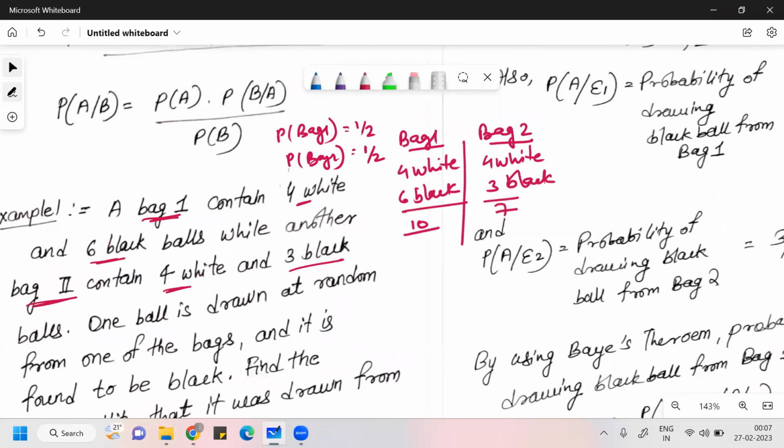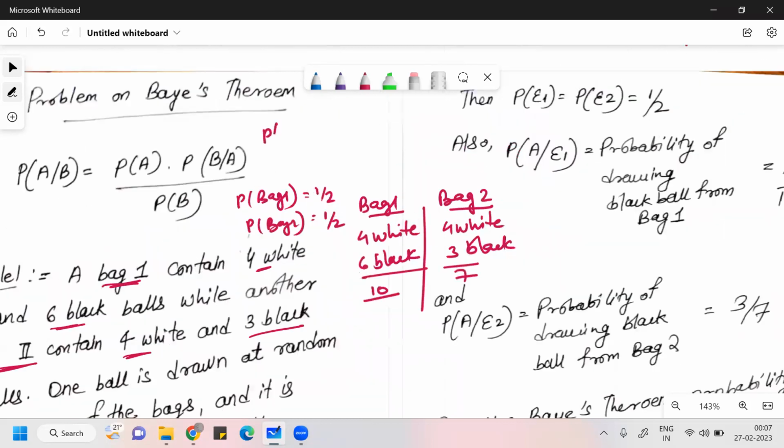Then if I ask you what is the probability that you choose a white ball from bag one, that would be 4 by 10. If I ask you what is the probability that you choose a black ball from bag one, that would be 6 by 10. This is all you should be aware of.